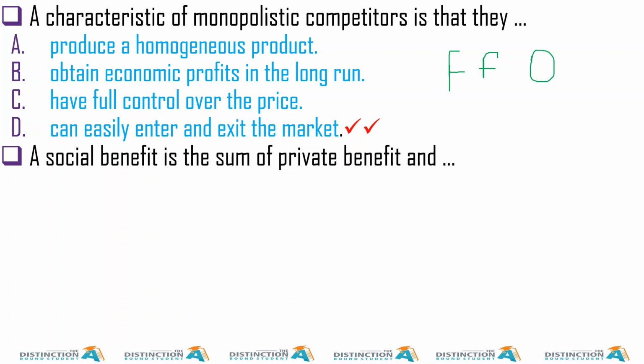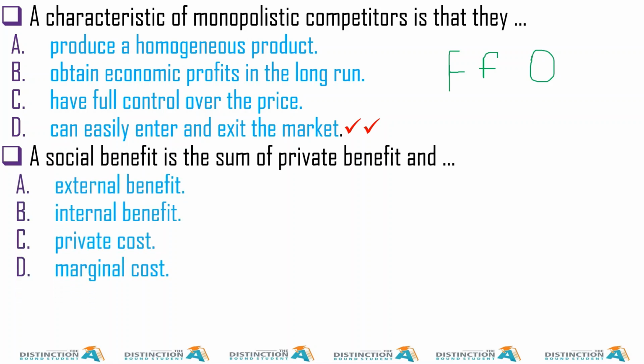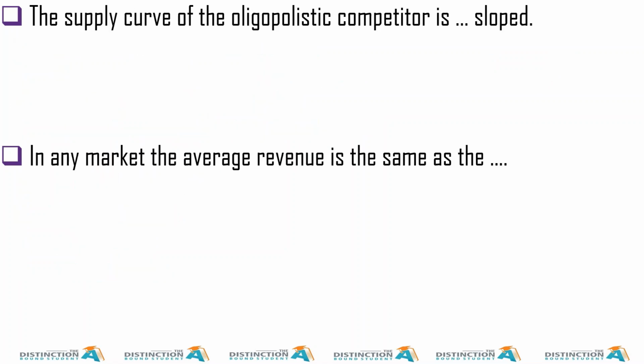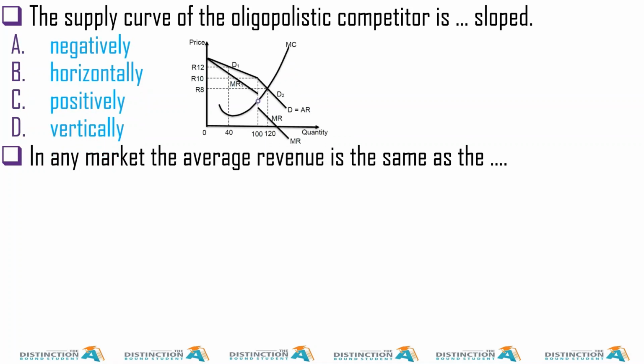A social benefit is the sum of private benefit and, oh sorry, I didn't show you the answer. Yes, that's the answer. All right, private benefit and external benefit. Internal, no. Private, no. The answer is A.